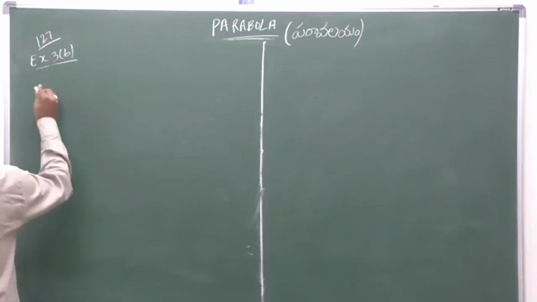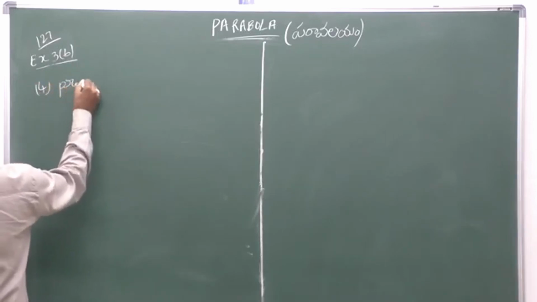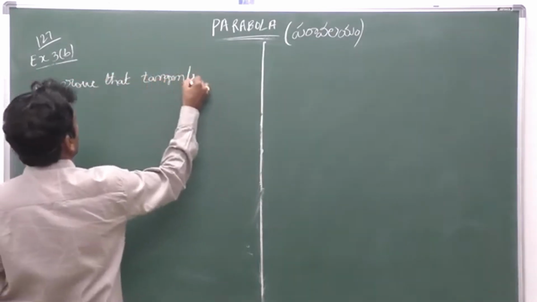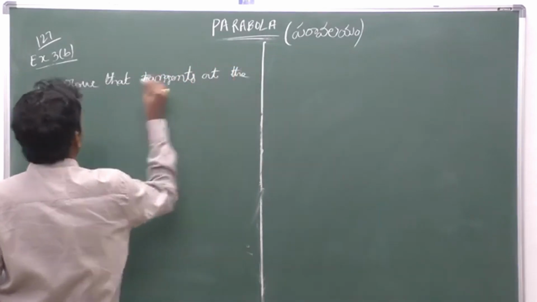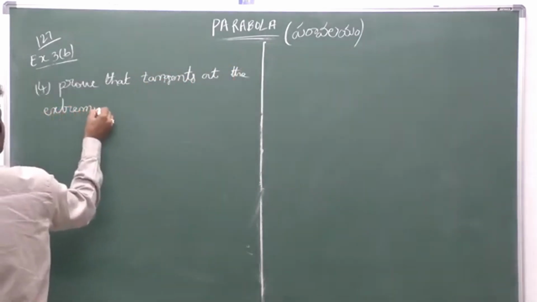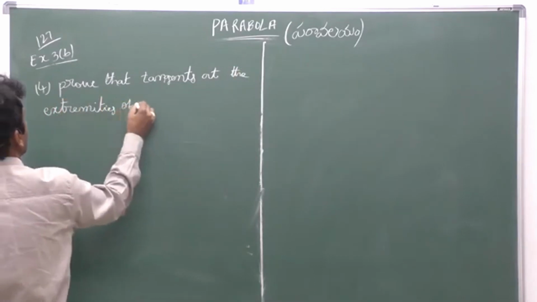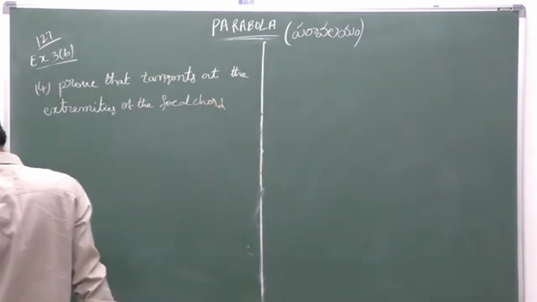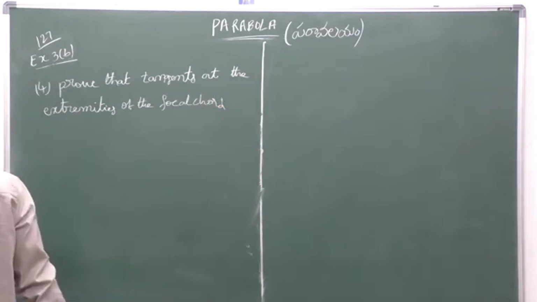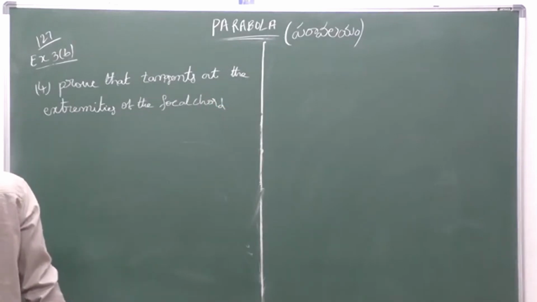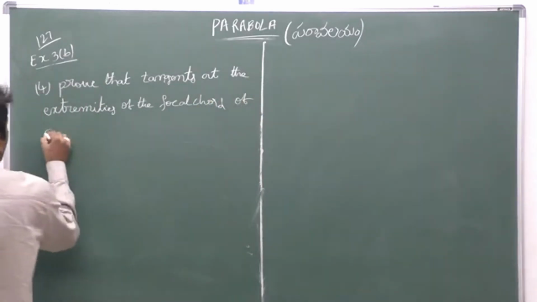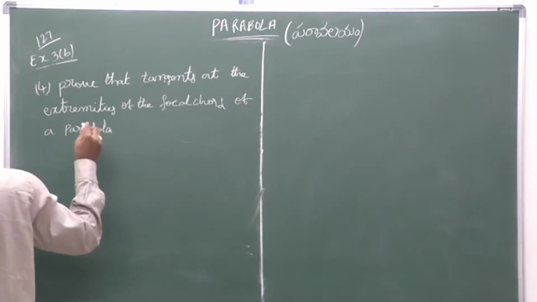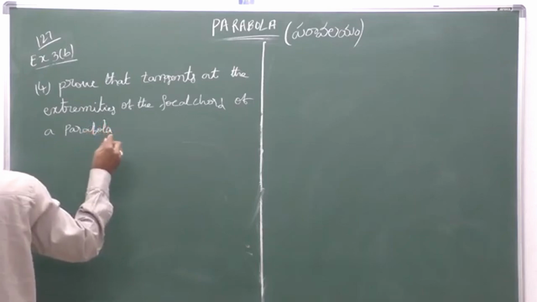At the extremities of focal chord, prove that tangents at the extremities of focal chord of a parabola intersect at right angles on the directrix.